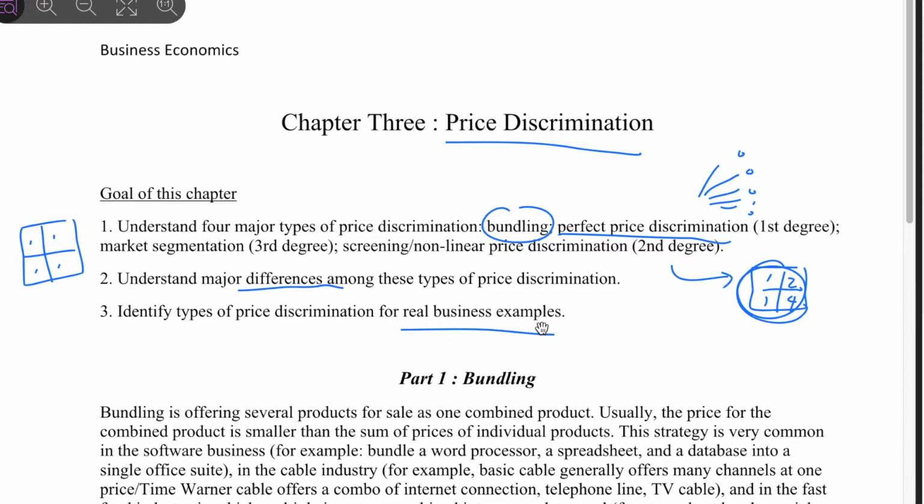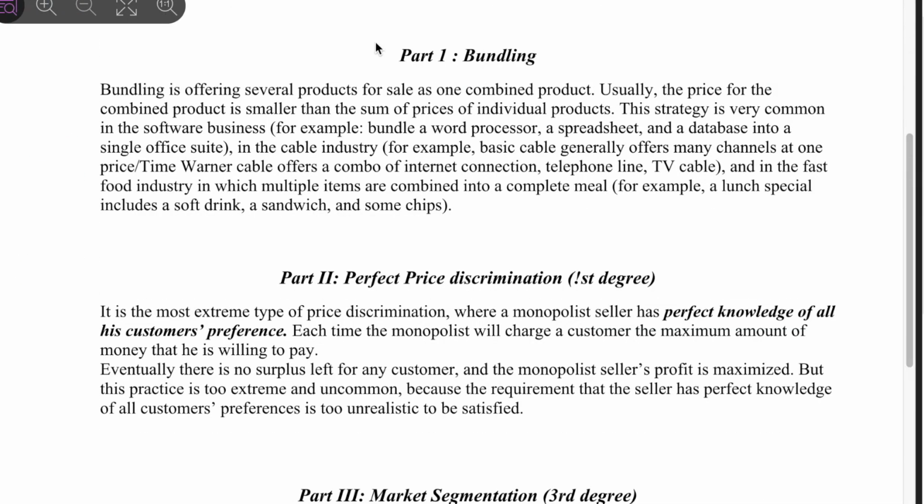Okay, so let's start. Bundling is offering several products for sale as one combined product. Usually the price for the combined product is smaller than the sum of the prices of the individual products. This strategy is very common in the software business, in the cable industry, and in the fast food industry, where multiple items are combined into a complete meal.